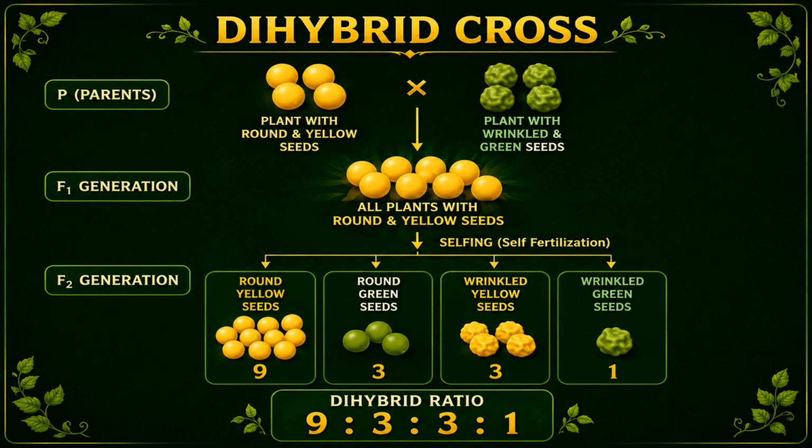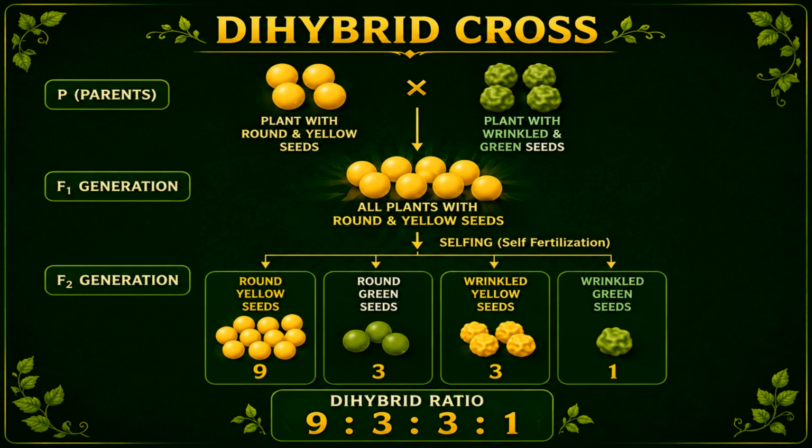Now observe the F2 generation carefully. This time, 4 different types of seeds appeared. The largest group consisted of round yellow seeds. The second group had round green seeds. The third group had wrinkled yellow seeds, and the smallest group had wrinkled green seeds. Students, this is the most important observation of the dihybrid cross. Notice that round green and wrinkled yellow combinations were not present in the parent generation. These are new combinations that appeared in the F2 generation. This showed that seed shape and seed color were behaving independently during inheritance.